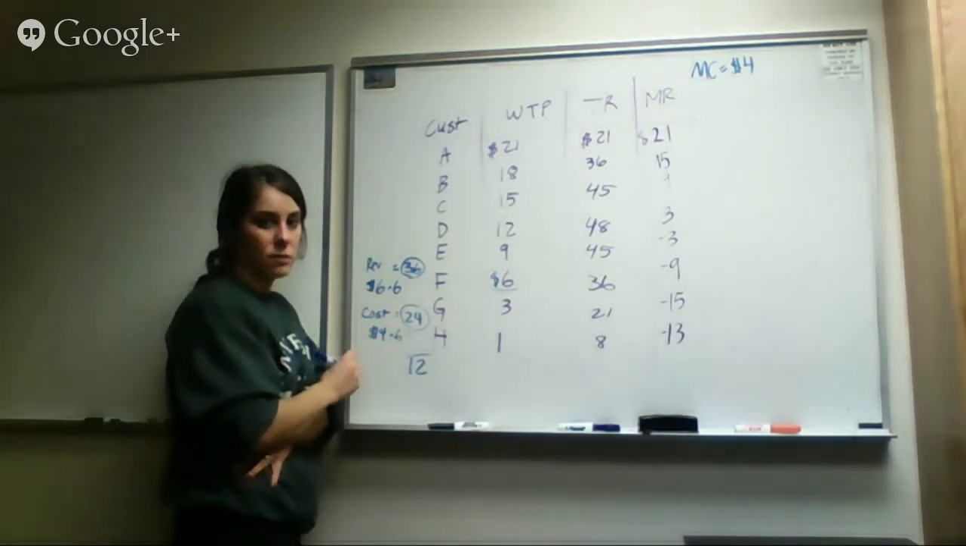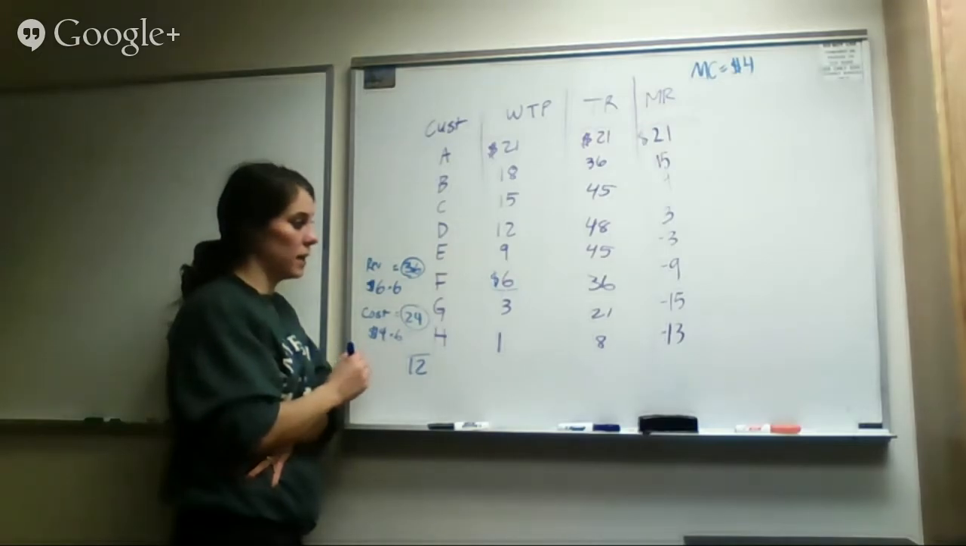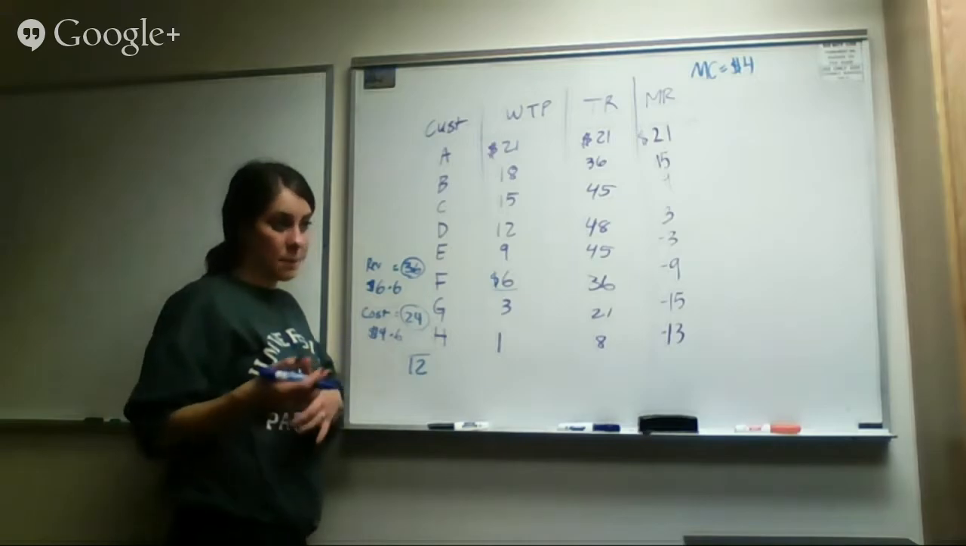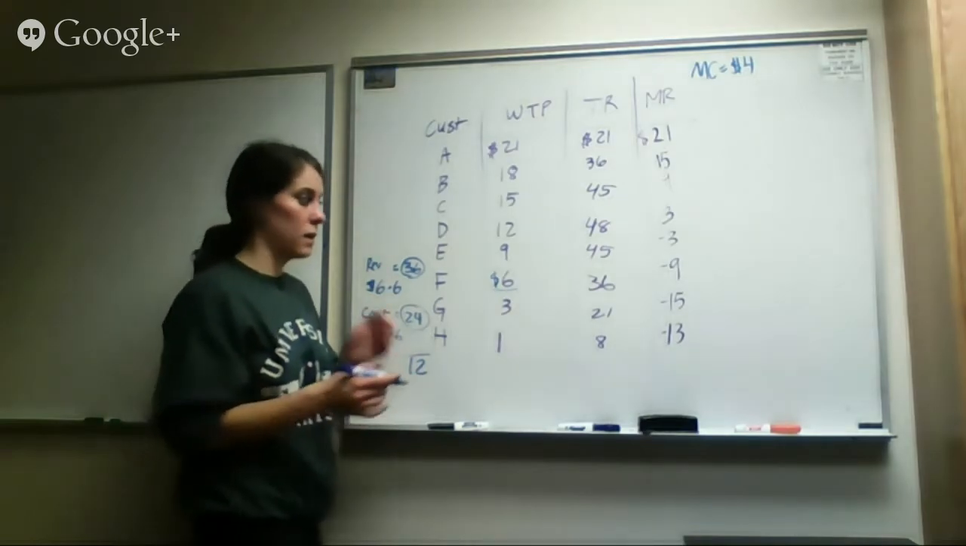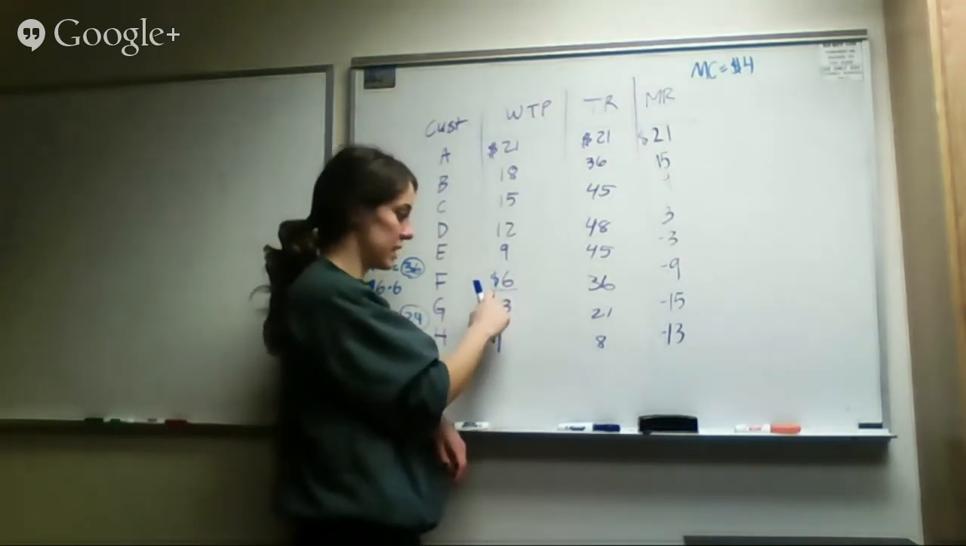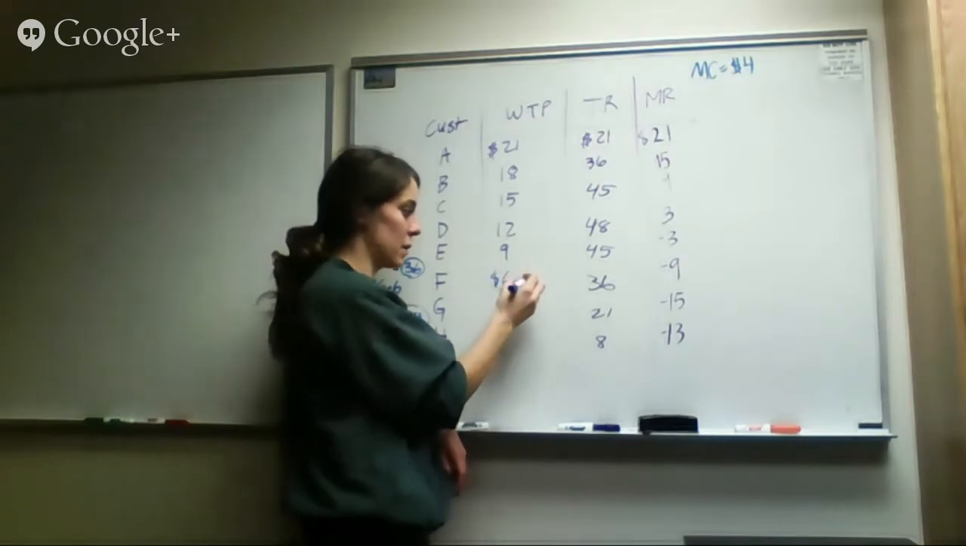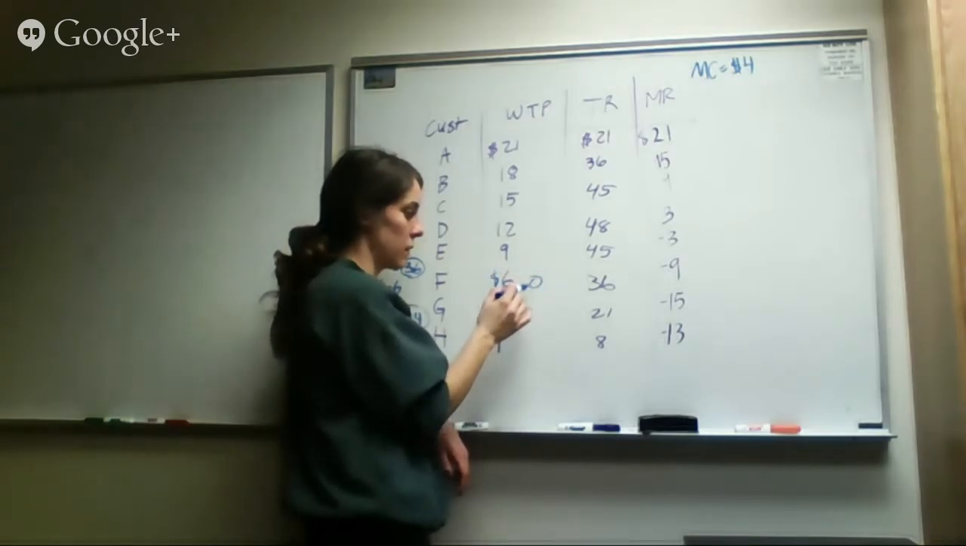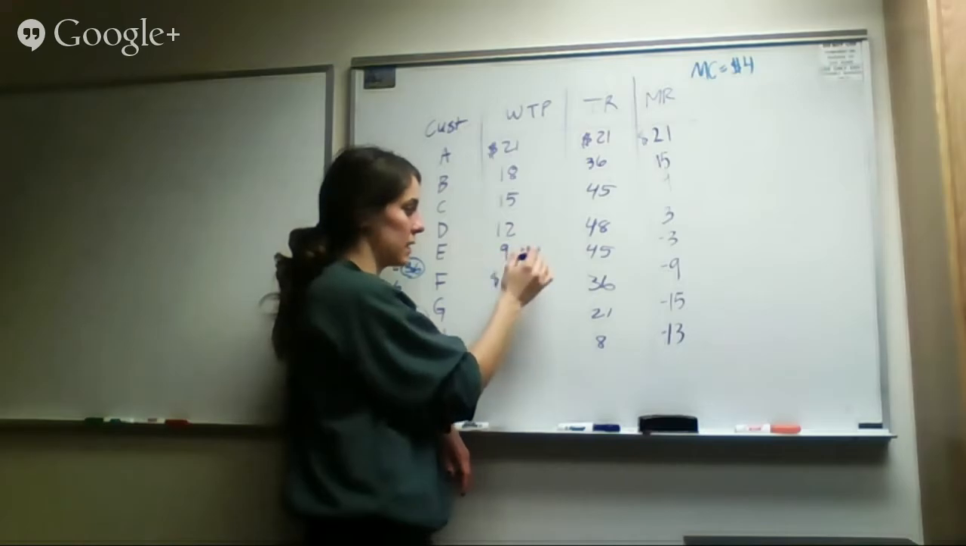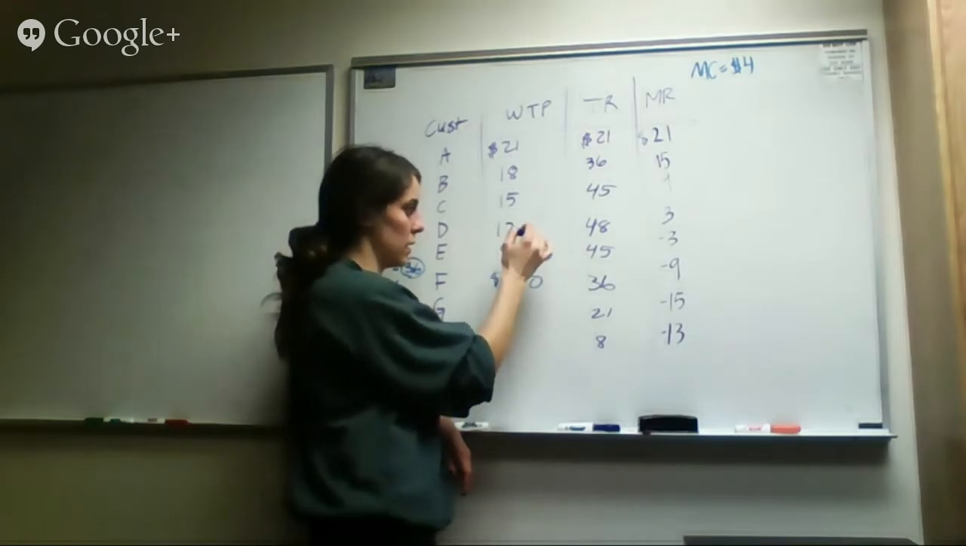The surplus for the customers is going to be the difference between the price that they paid and the price they were willing to pay. So for this guy, he was charged $6, and that was all he was willing to pay, so he doesn't get any surplus. This guy was willing to pay $9, so he gets $3 in surplus.